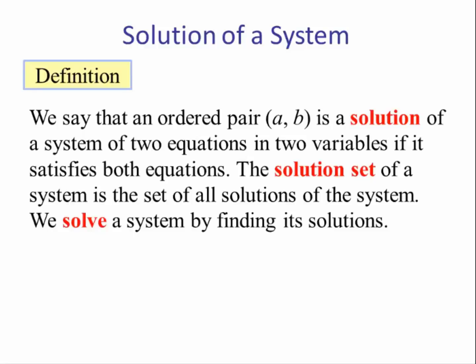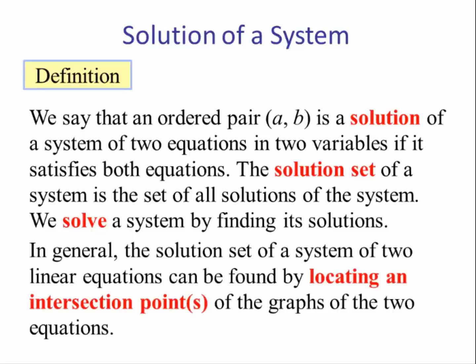Now, for most cases with a system of linear equations, the solution will be one ordered pair. In general, the solution set of a system of two linear equations can be found by locating an intersection point or points of the graphs of the two equations.